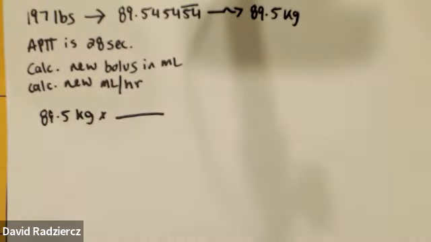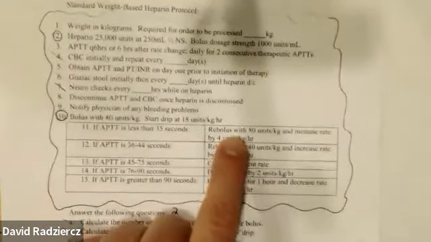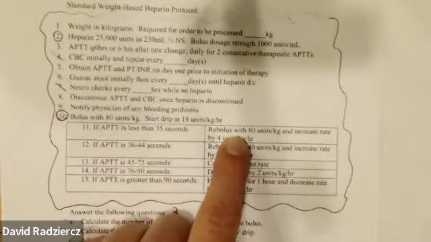My protocol says, because the APTT is 28 seconds, that's less than 35, I'm going to rebolus with 80 units and increase the rate by 4.